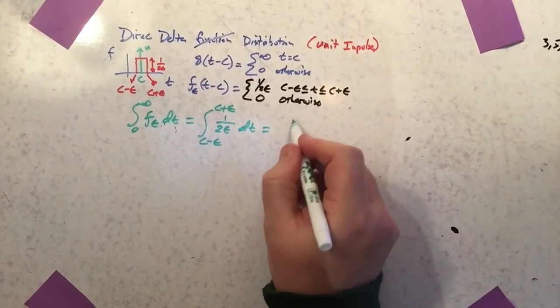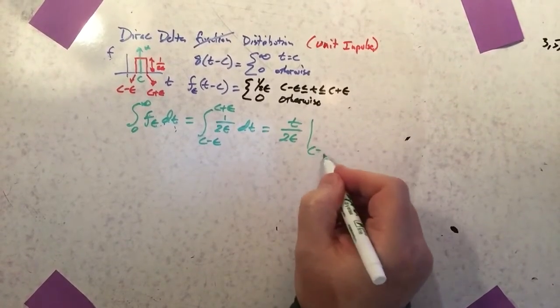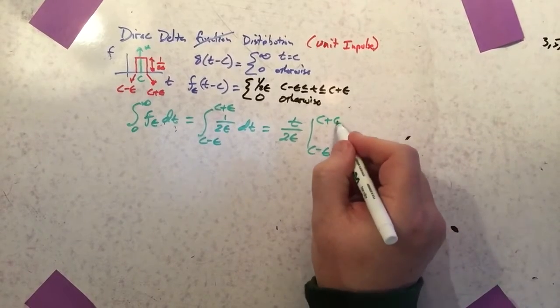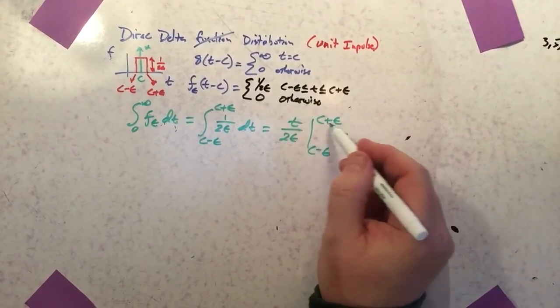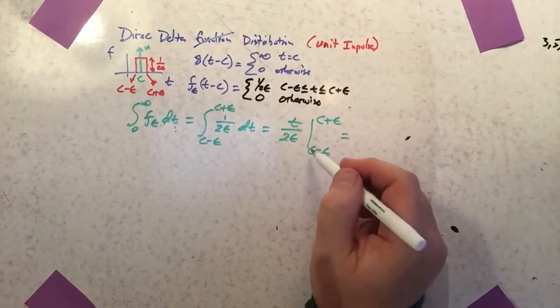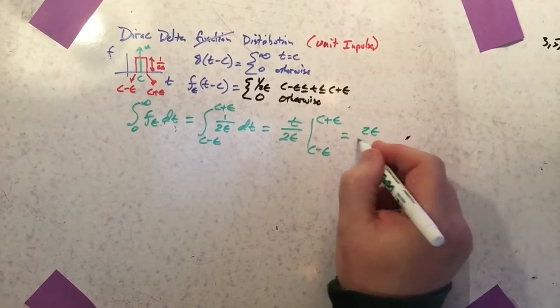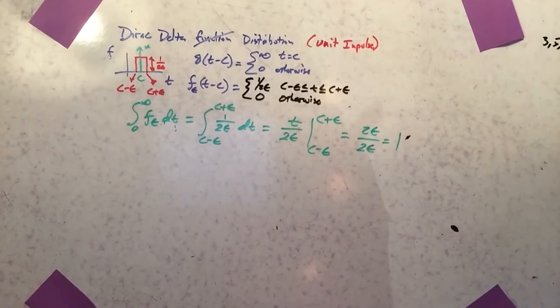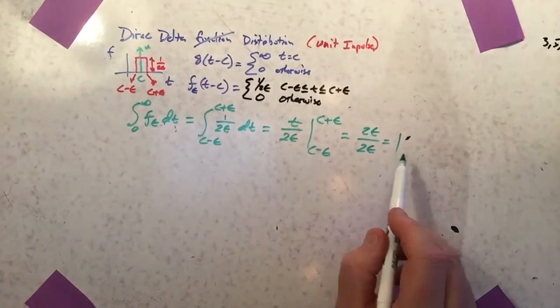Okay, so that's going to be t over 2 epsilon between the limits of c minus epsilon and c plus epsilon, and I think everybody can see what's going to happen here. This is going to be c plus epsilon in the numerator minus c minus epsilon. So it's going to produce 2 epsilon over 2 epsilon. The c's will cancel, and that's equal to 1. So I know that the area under this is 1.